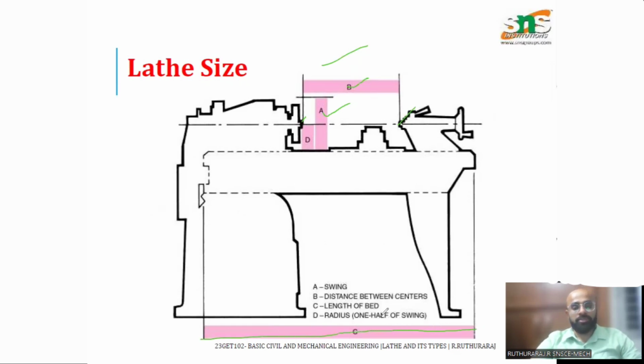Then the radius of swing. What it means is one half of this swing. The entire swing is the diameter, and one half is the radius. So those are the parameters by which we define the size of a lathe: swing, distance between centers, length of bed and radius of swing.